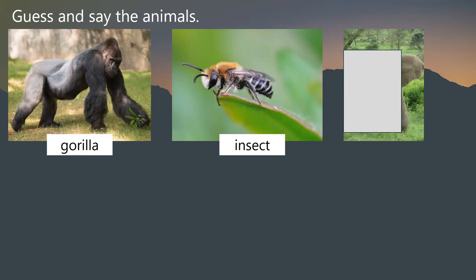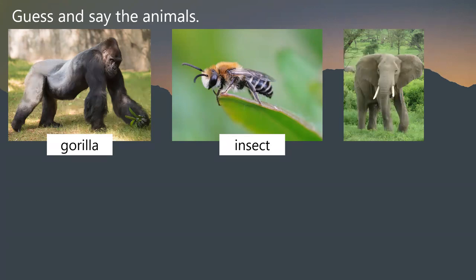Okay, so let's go next animal. So what animal is it? So it has got big ears. And so what animal is it? Of course, so it's an elephant, right? Okay, so do you love elephants? Yeah, of course. Okay, I also love elephants. And so here, this friend is elephant.